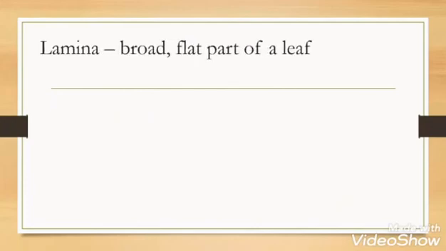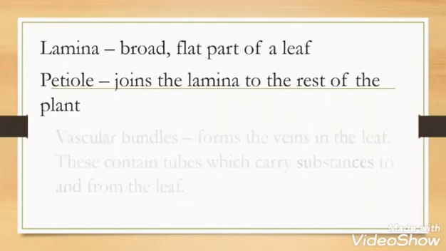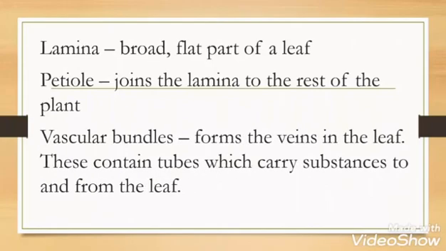The lamina. The lamina is a broad, flat part which is joined to the rest of the plant by a leaf stalk or petiole. Running through the petiole are vascular bundles which then form the veins in the leaf. These contain tubes which carry substances to and from the leaf. Although a leaf looks thin, it is in fact made up of several layers of cells. You can see this if you look at a transverse section of the leaf, which will be our lesson next meeting.